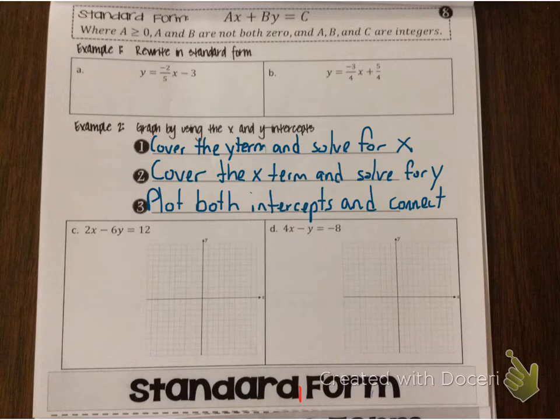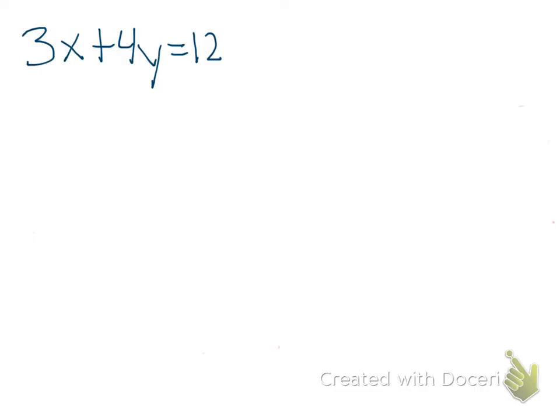You're going to take notes in the standard form section of your foldable on page 8. We're going to start by taking notes in the blank section above that. Copy down 3x plus 4y equals 12. We're going to solve for y, so we're going to write this in slope-intercept form, which is y equals mx plus b.